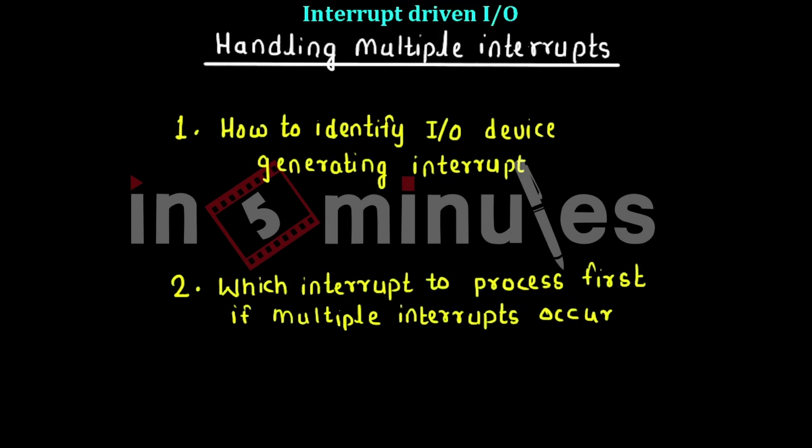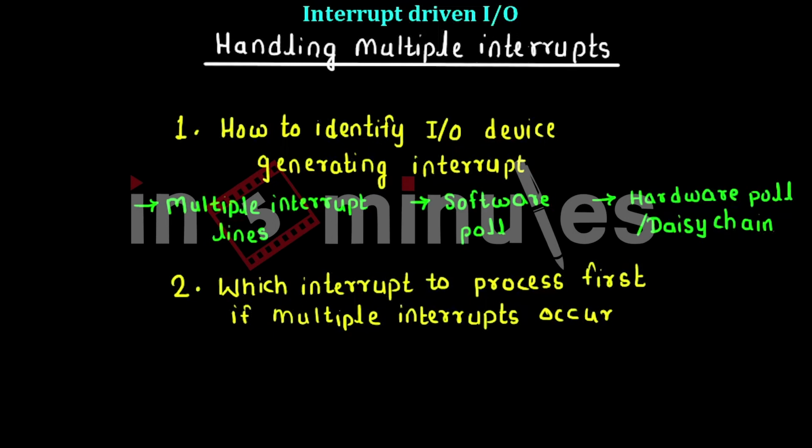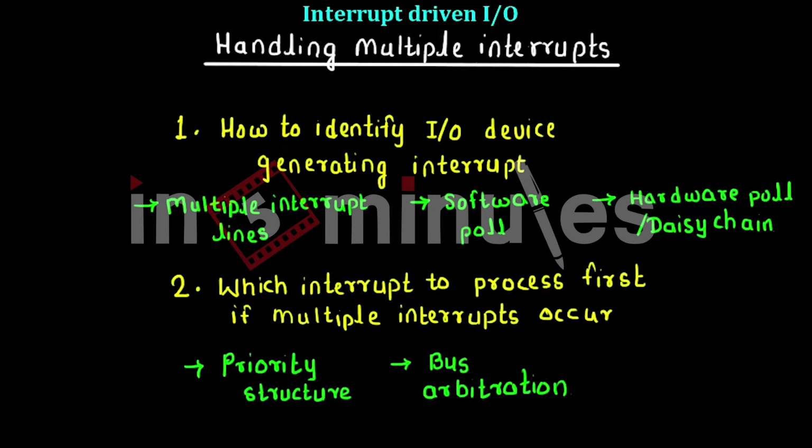For identifying the IO device generating the interrupt, the methods are having multiple interrupt lines for different devices, then using the software poll technique or the hardware poll technique, which is also known as daisy chain. To decide the interrupt order, we can have the priority structure or the bus arbitration methods. We are going to see these techniques in detail.